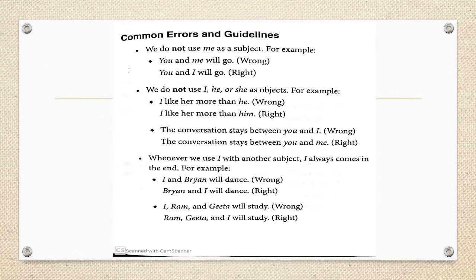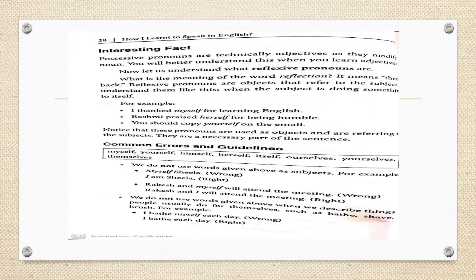Whenever we use I with another subject, I always comes at the end. For example, I and Biran will dance. This is the wrong sentence. So you should start with Biran and I will dance. This is the right sentence. I, Ram and Gita will study. This is the wrong sentence. Ram, Gita and I will study. This is the right sentence.